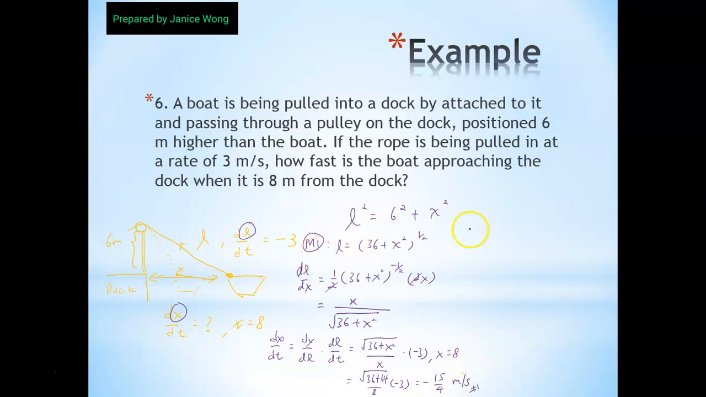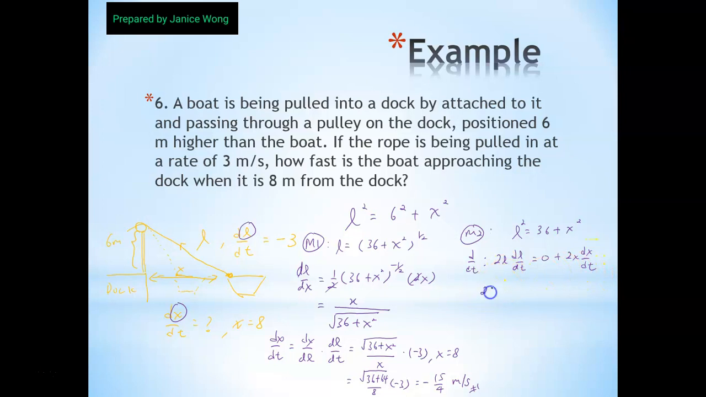For method 2, where we differentiate implicitly with respect to time, we don't need to have L in terms of x. We start the differentiation with respect to time. Differentiate L squared, we get 2L dL over dt equals to differentiate number is 0 plus differentiate x squared with respect to time, we get 2x times dx over dt, to indicate that we differentiate with respect to time.